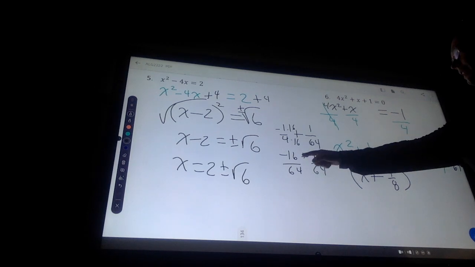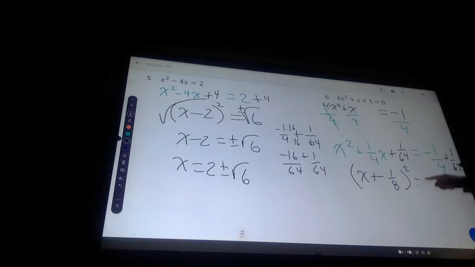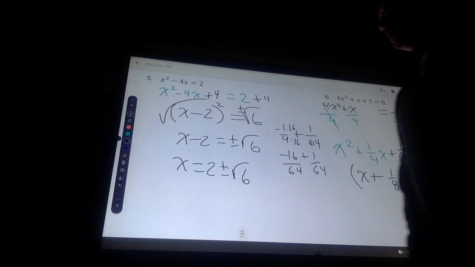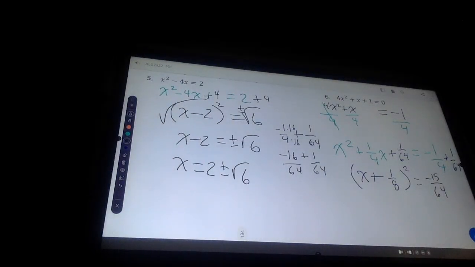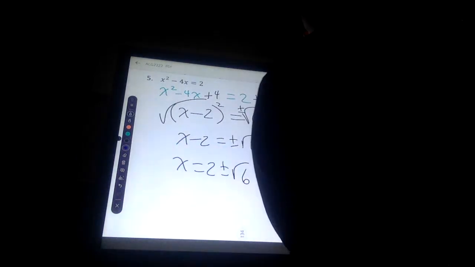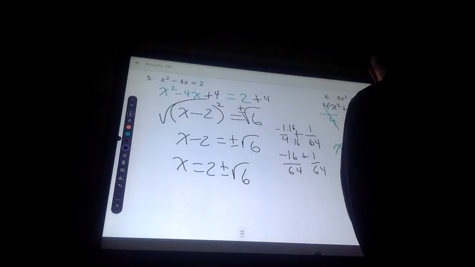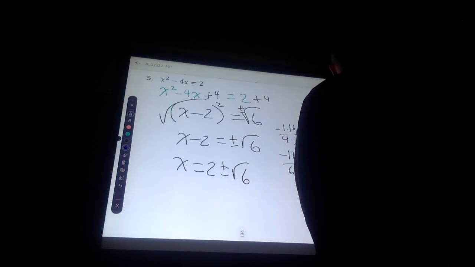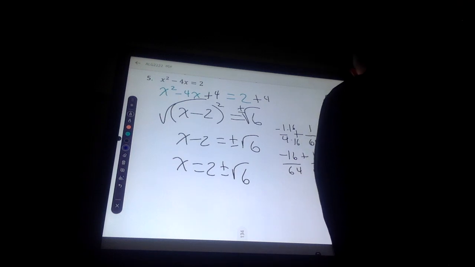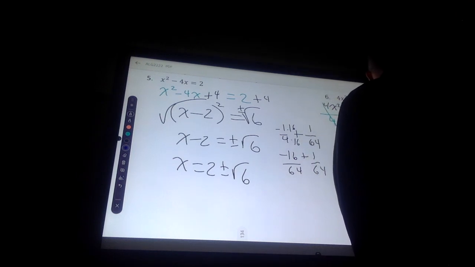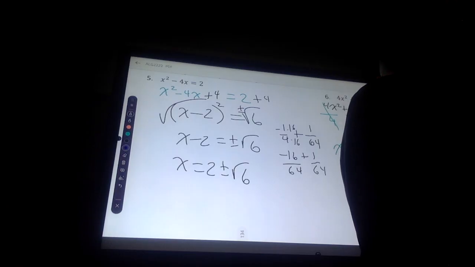If I do this math, that's going to give me negative 15 over 64. The nice thing is, what do you notice about the denominator on the right side right now? What kind of square is the denominator? It's a perfect square. And that always happens when you complete the square with this stuff. Root, don't forget the plus minus. X plus 1/8 equals plus or minus i root 15 all over 8.